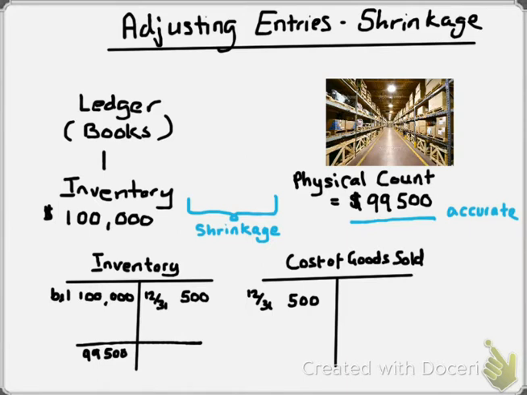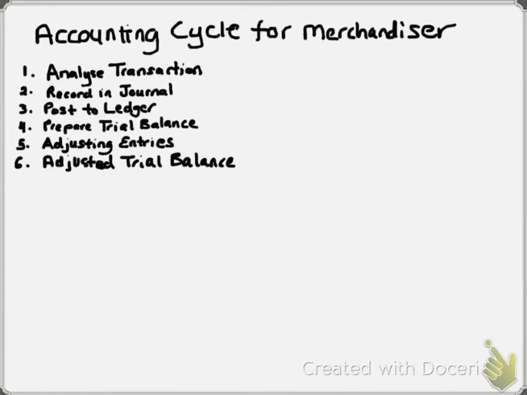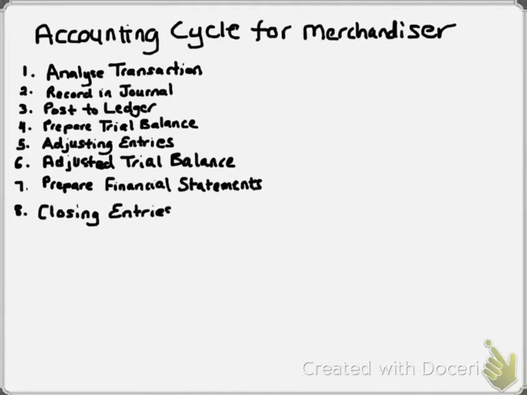Now let's continue with our accounting cycle. After our adjusted trial balance, we prepare our financial statements. After our financial statements are prepared, we close the books. We have our closing entries. Now our closing entries for a merchandiser are also a little different than we've seen before. Let's take a look at that next.